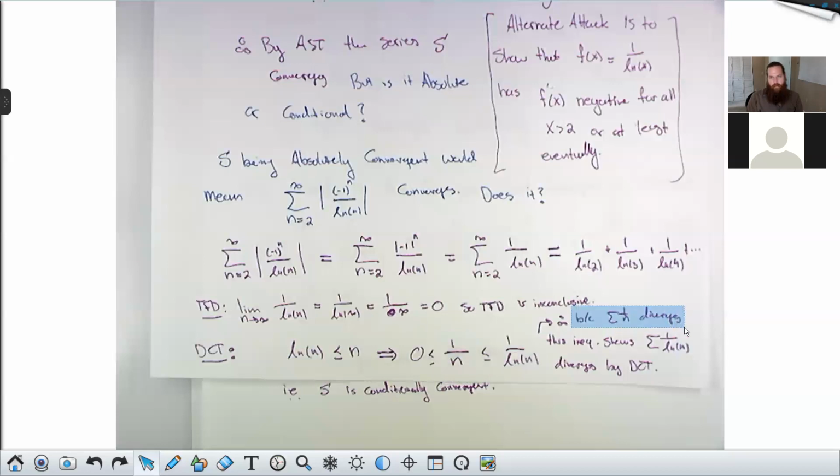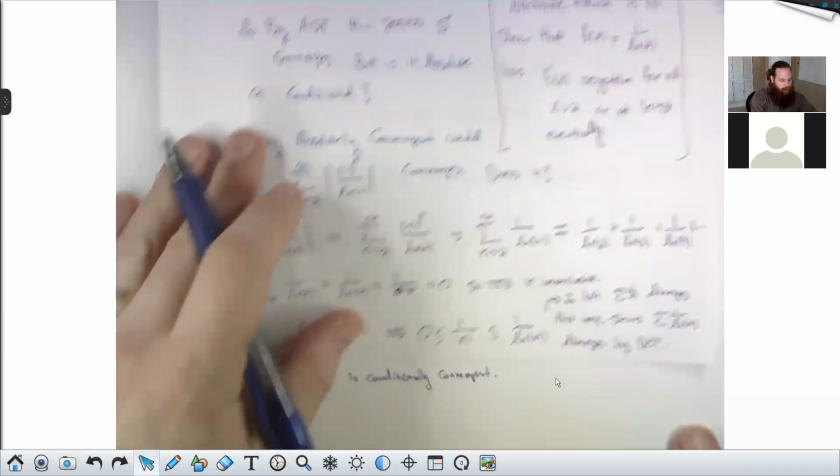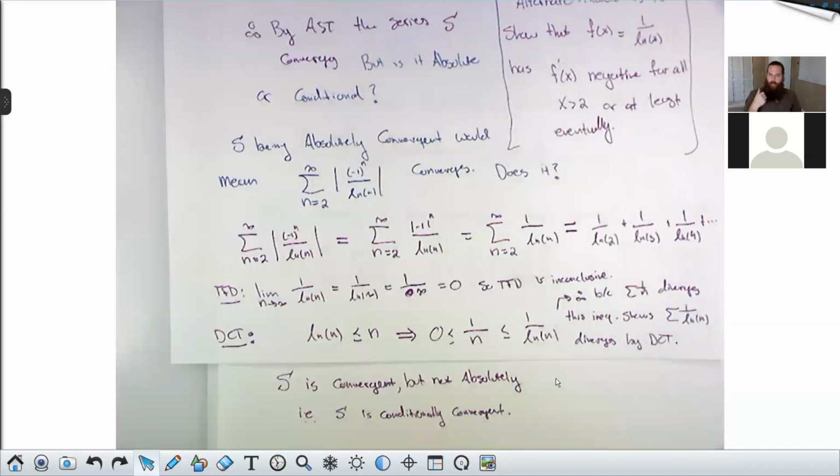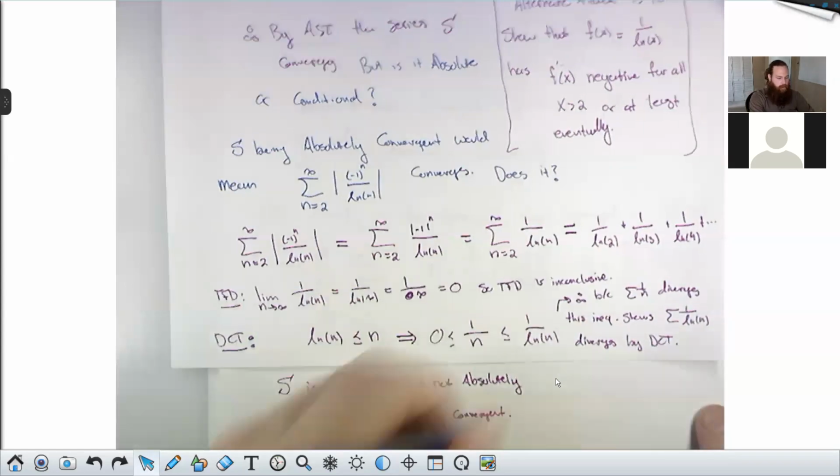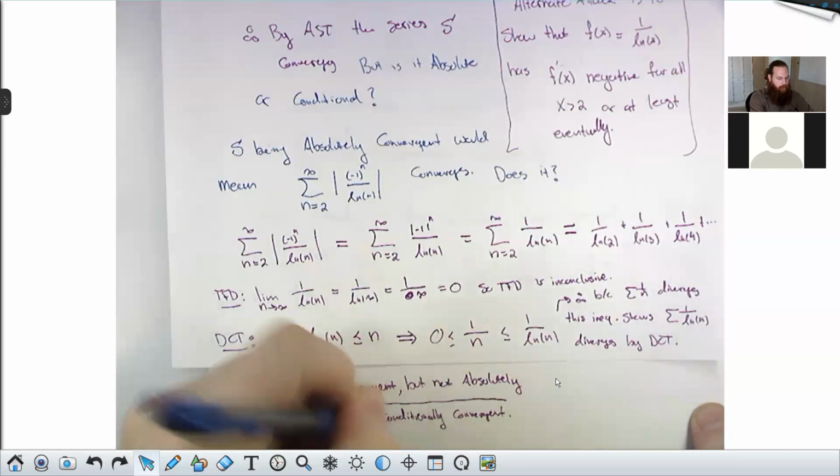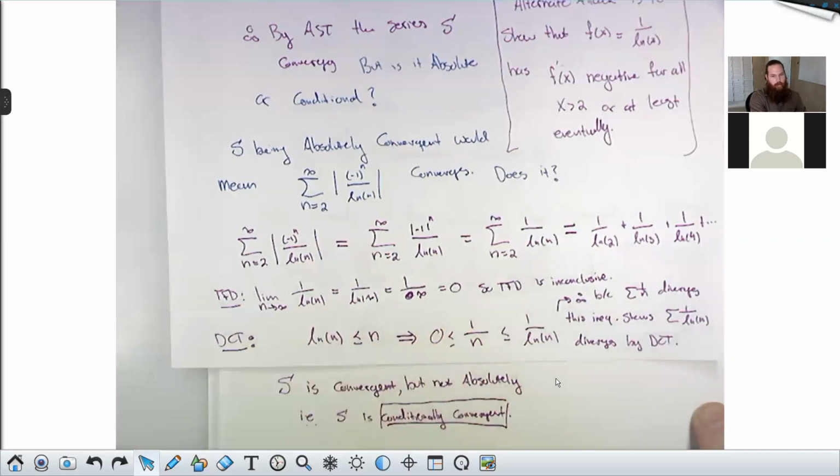I know that the harmonic series diverges, so this inequality shows that my series, the 1 over log n series, diverges by direct comparison. Which means S, well, convergent by AST, is not absolutely convergent. So S is conditionally convergent. Okay.